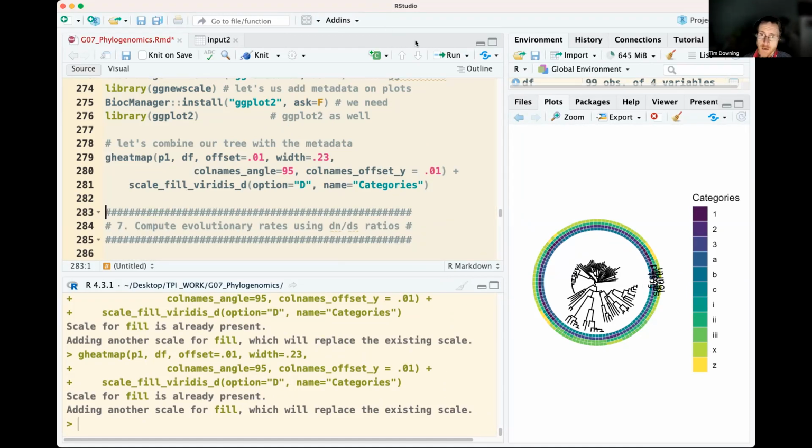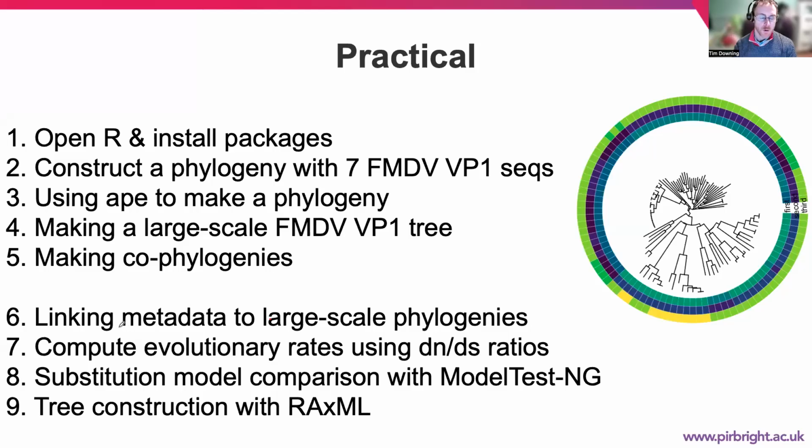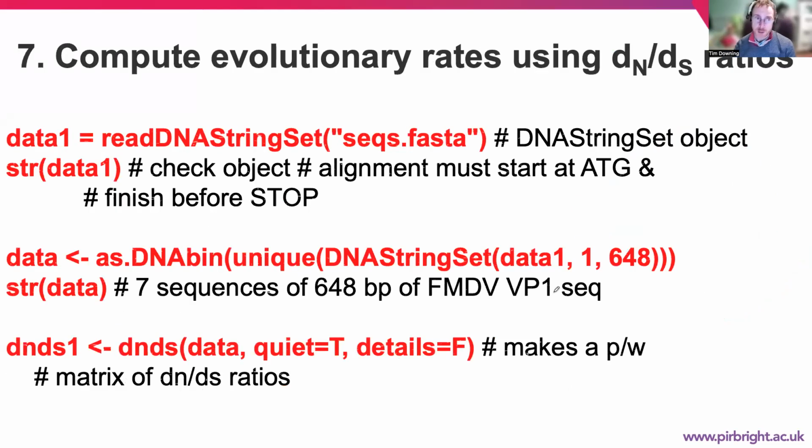So we'll move back to the slides. So now we're going to look at linking metadata to large-scale phylogenies. So again, this is with R, and again, we're using the ape package to compute dN/dS ratios. We're going to use our example data, the sequence.fasta file. We're going to read that into data1, check that we read it. Note that to compute dN/dS ratios, we want our alignment to start with ATG and finish with a stop codon.